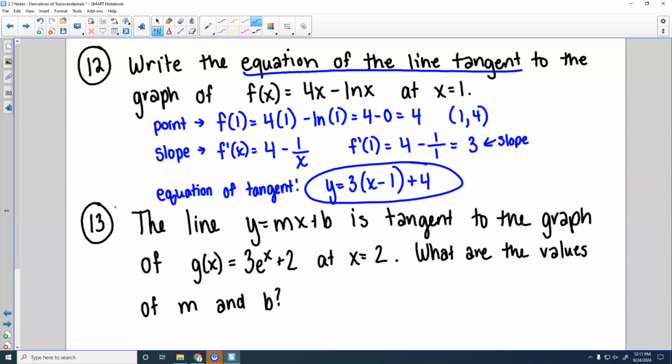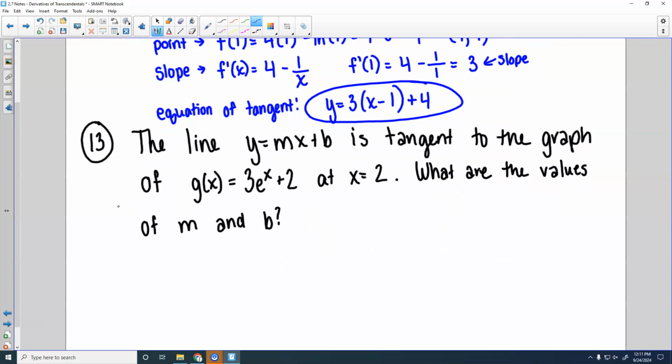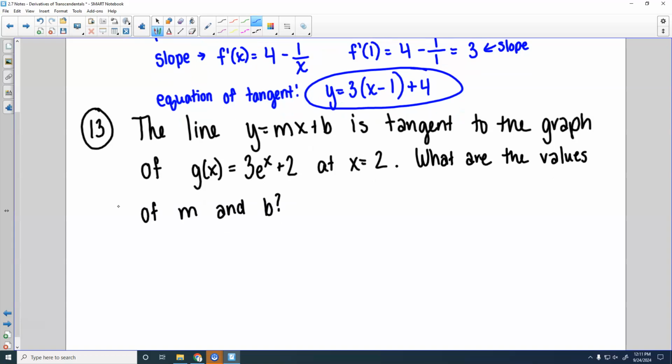If I remember correctly, 13 gets a little bit messier. Here, they are telling us that the line y equals mx plus b is tangent to the graph of g of x equals 3e to the x plus 2 at x equals 2. What are the values of m and b? So y equals mx plus b is our tangent line, and it wants to know the values of m and b. So it's asking us for the equation of the tangent line. It is also forcing us to give the slope and the y-intercept, which we did not really have to do on this.